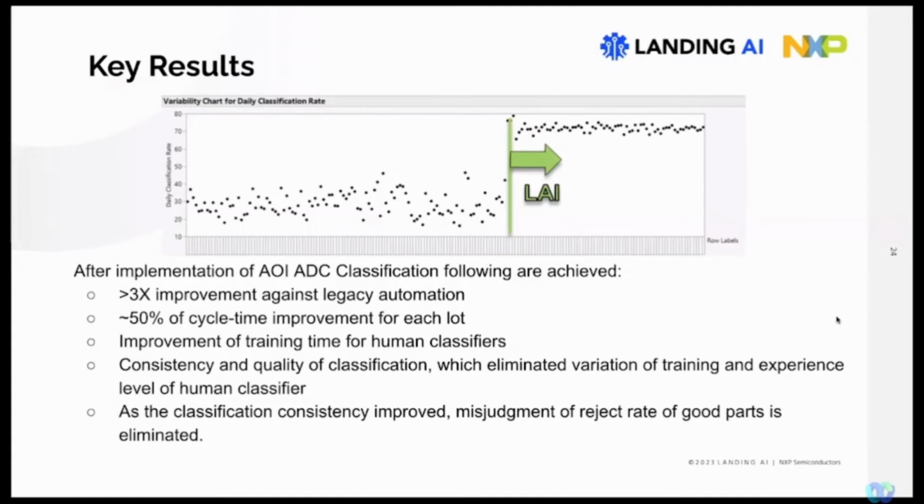And of course, this has improved our cycle time for each lot by 50% or more. This also allowed us to train our human classifiers on the things that we really need to look at for classification. And obviously, as we are using an automated system, the consistency and quality of the classification came with the system, and any misjudgment of the reject rates is minimized this way.